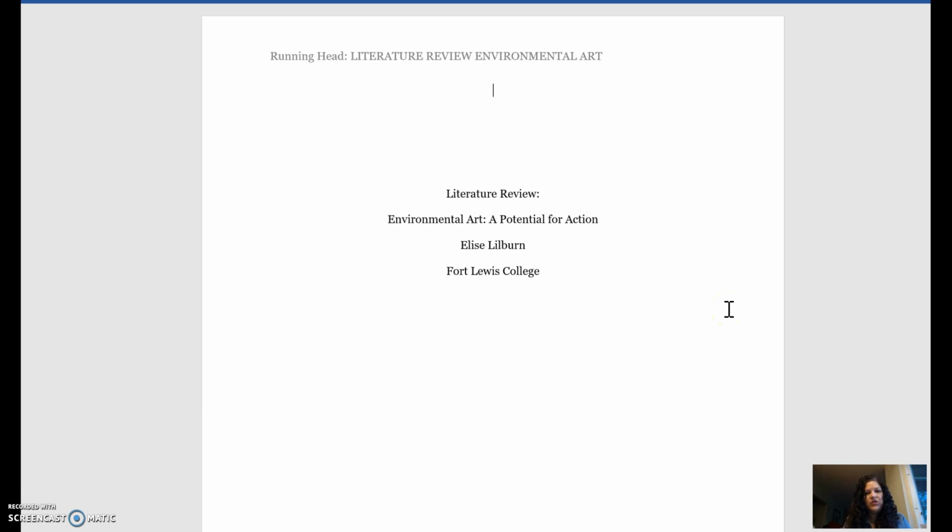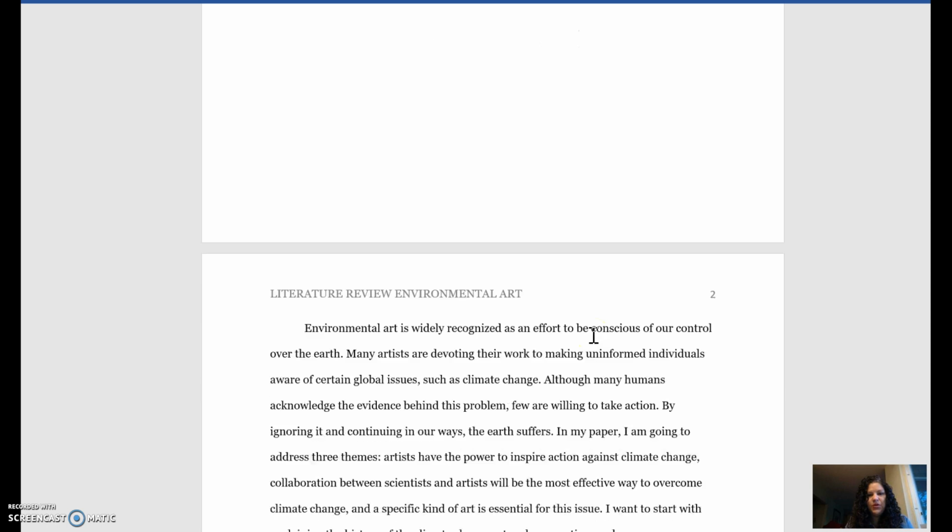And I'll start with an evaluation of the title page for this one. We've got a really good title page here. It's perfect. It says Running Head in small letters with the colon, and then in all caps, the title of the paper. So that's perfect. Then we have literature review, environmental art, a potential for action, it's a good title. It says something, it's not just literature review. We've got the name and the college. So the title page is perfect.